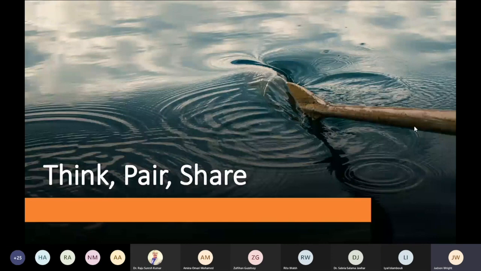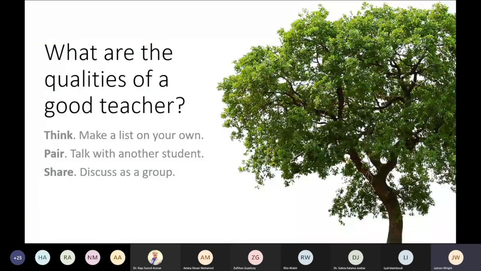They might not realize that it is lumped in as a thinking routine, but it is definitely one of the Project Zero thinking routines. So I'm not going to spend a lot of time on that, but to give you an example from one of my classes in Kazakhstan last week, we were talking about the qualities of good teachers, for example. And I did a Think, Pair, Share. Now, I would use breakout rooms here.